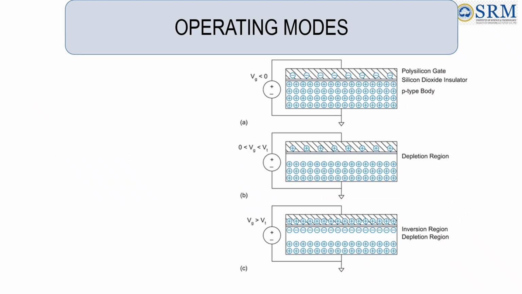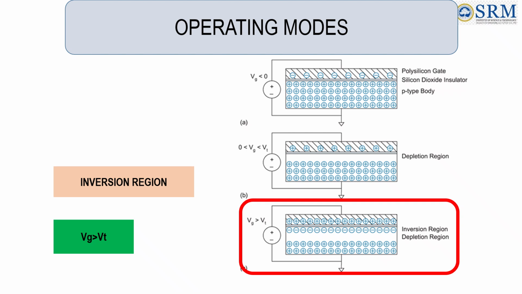The last mode of operation is the formation of the inversion region. This occurs when Vg is greater than Vt. The condition implies that the channel has been formed. So where is the channel? The channel consists of the electrons which were induced at the surface.